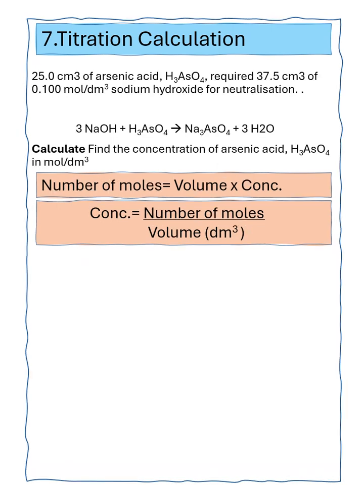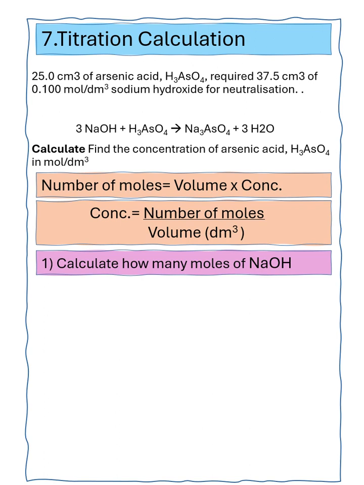Question 7 says calculate the concentration of arsenic acid in moles per decimeter cubed. It's a titration calculation, so we're told the information about the titration. We've got the volume of arsenic acid, and we've got the volume and concentration of sodium hydroxide. We're going to use the two equations throughout the calculation.